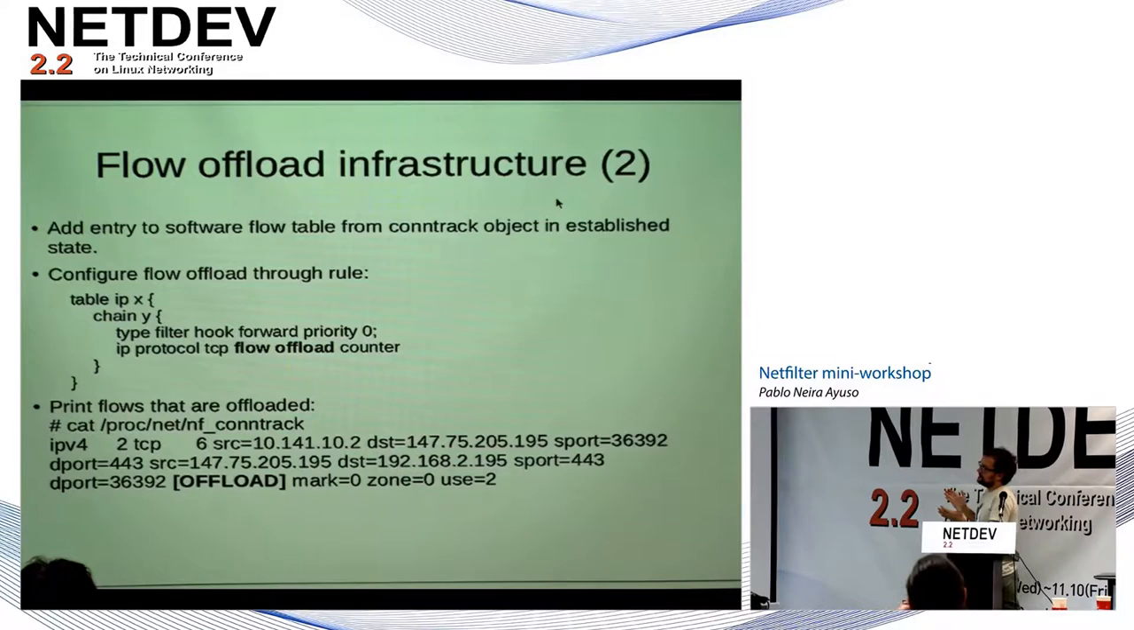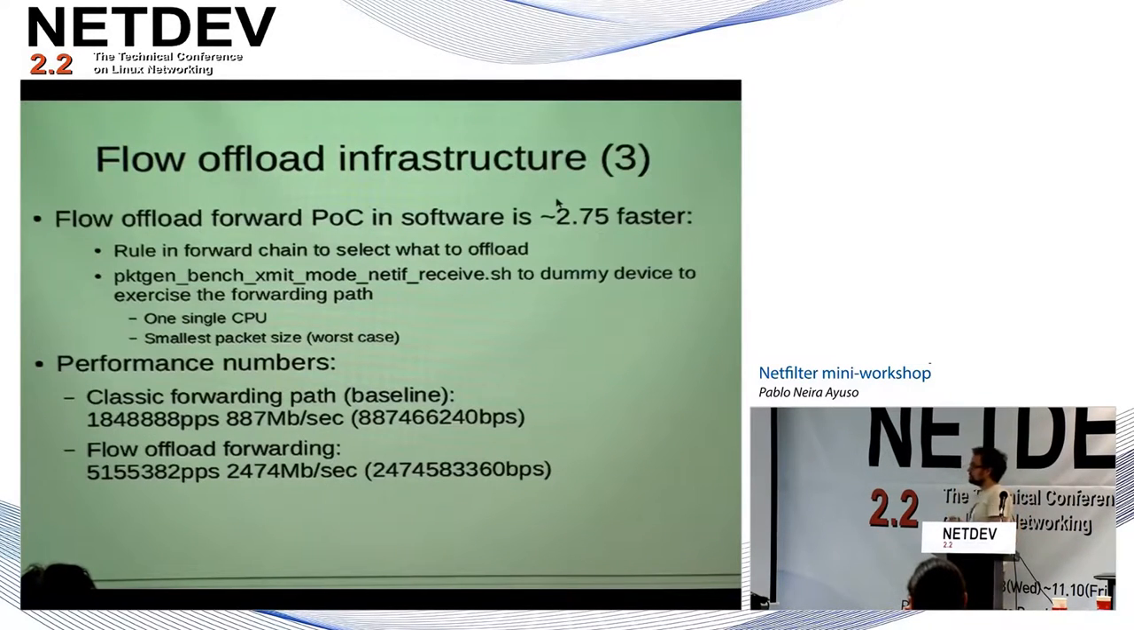So now this will be configurable. It's something that you have to specify in a rule. So in case that you want to place TCP flows in that software flow table, you add a rule that says IP protocol TCP that is going to be offloaded. Okay, and that counter is basically just to check for how many flows are being hit by this rule, are being offloaded to the flow table. So when having a look at what we find in the conntrack table, we are going to have a new status bit, this offload tag, that is going to say that this flow has been offloaded, has been placed into the flow table. And when benchmarking this software flow table representation, it's around 3 times faster.